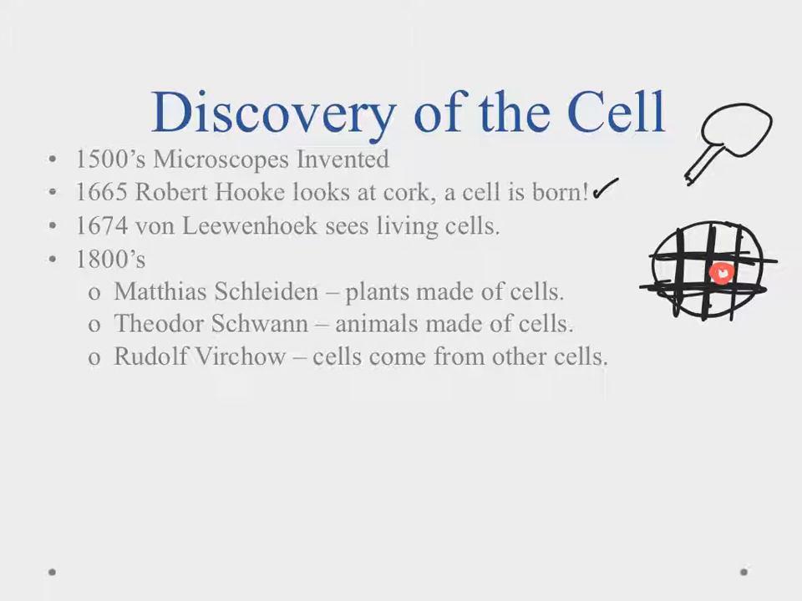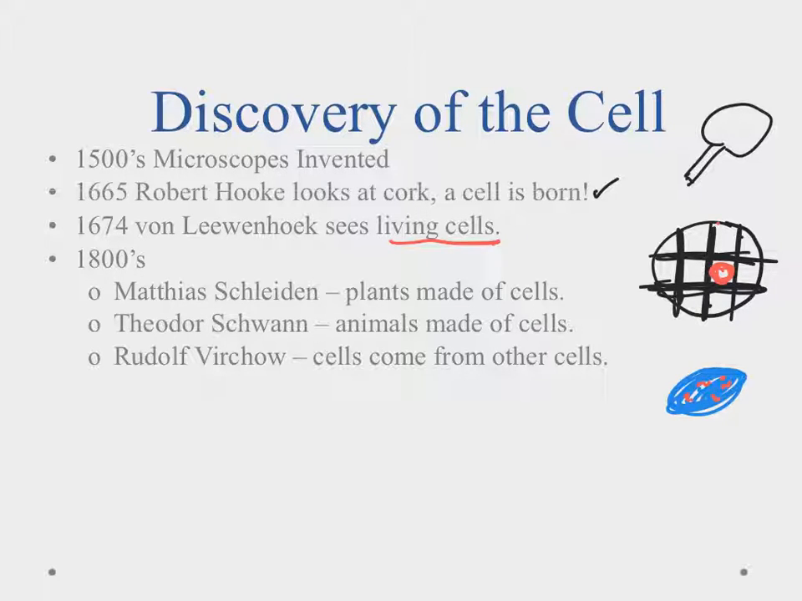Okay, now a couple years later, Anton van Leeuwenhoek saw living cells. So what Robert Hooke really saw were the cell walls of a dead cell, and that's what cork is. Cork is a plant, and these would be the cell walls. And then Van Leeuwenhoek took some pond water, put a drop of it on a slide, and when he looked at it, he saw all of these little microscopic bacteria and stuff like that, and he saw living cells for the first time.